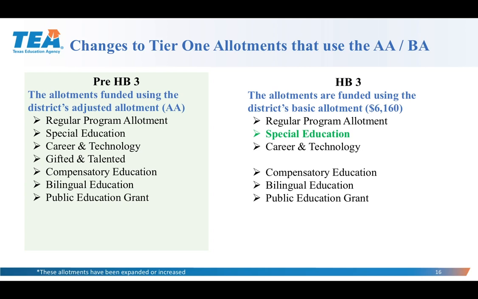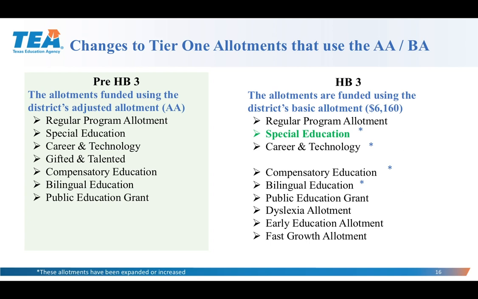The list on the right shows the allotments under HB 3. All the allotments use the increased basic allotment of $6,160 to calculate funding, except for special education, which uses the small and mid-size adjustments. Allotments denoted with an asterisk were expanded or increased, and 3 new allotments were added to Tier 1, including a dyslexia allotment, early education allotment, and fast growth allotment.